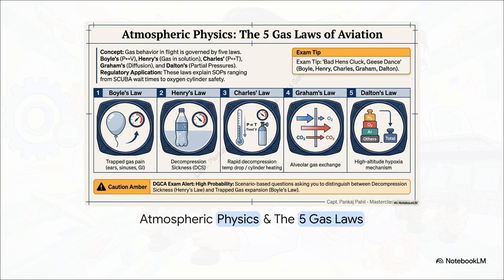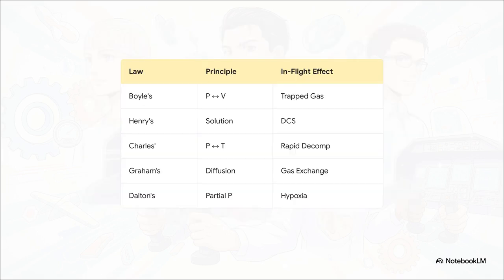Then you've got Boyle's law, which explains why trapped gases in your ears, your sinuses, and your GI tract aggressively expand as you climb. It's just physics. Now, for your exam, use this handy mnemonic to remember all 5. Bad hens cluck, geese dance. That gives you Boyle, Henry, Charles, Graham, and Dalton. I want you to burn this mental map right into your memory.